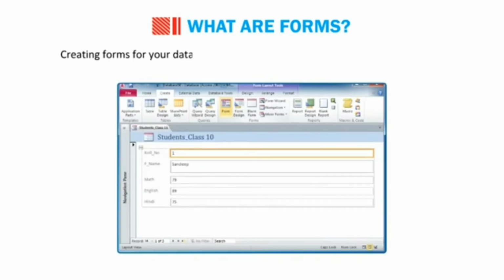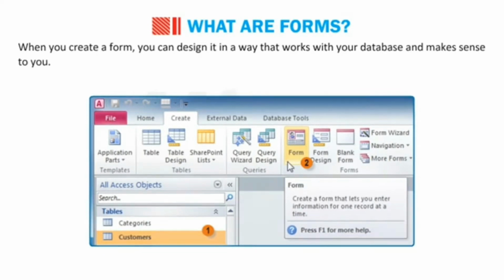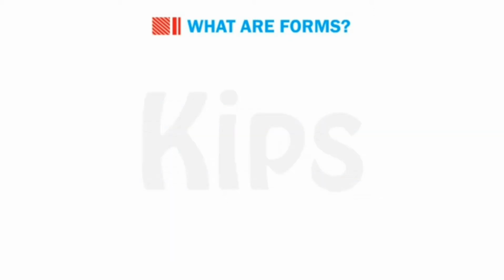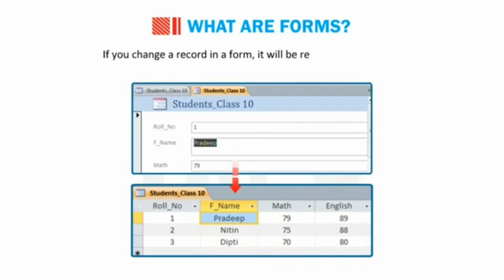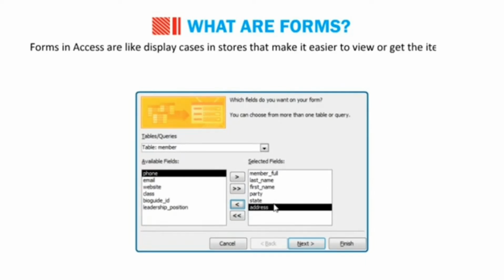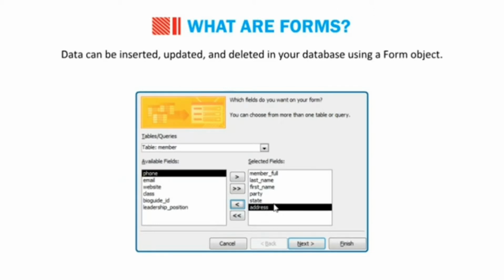Creating forms for your database can make entering data much more convenient. When you create a form, you can design it in a way that works with your database and makes sense to you. Although a form can have a different name from a table, they both manipulate the same information and data. If you change a record in a form, it will be reflected in the table. Forms in Access are like display cases in stores that make it easier to view or get the items that you want. Data can be inserted, updated and deleted in your database using a form object.